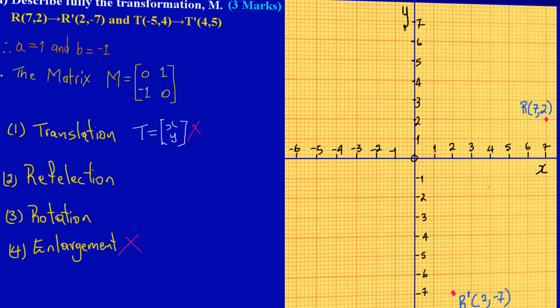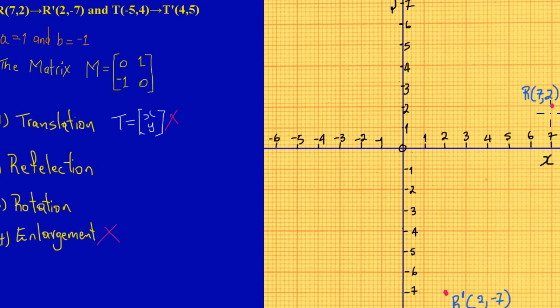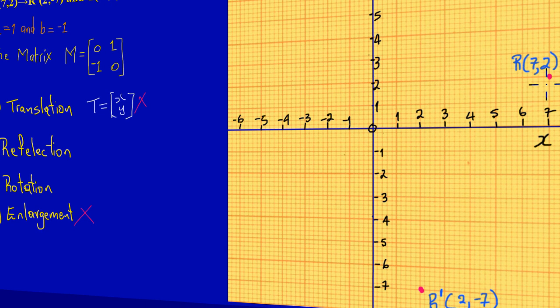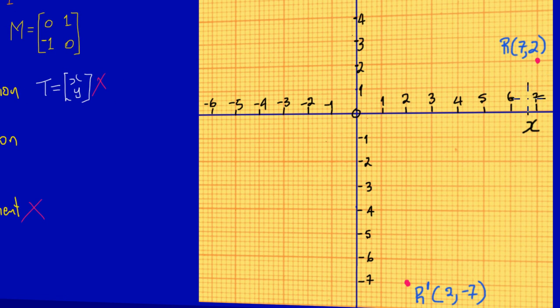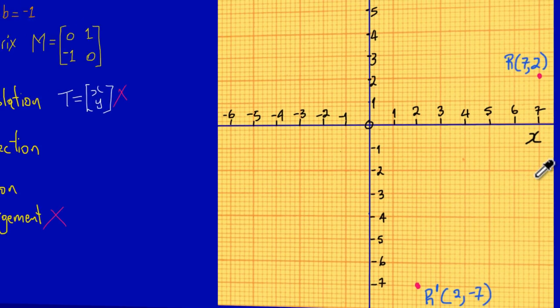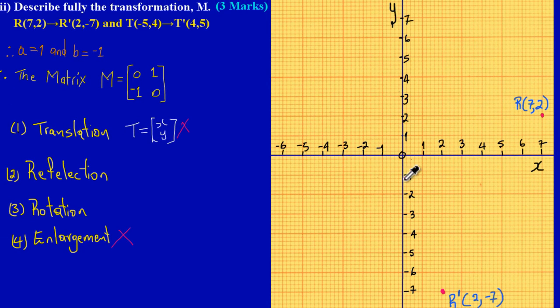So let's look at the characteristics of a reflection. When an object point is reflected in a line, the image point must be the same distance away from the line as the object point. Now if you look at this carefully, we have R here and we have R prime down here. For R, if it was a reflection in the x-axis, then I could count 1, 2. My object point is 2 away from the x-axis. Now let's count on this side, 1, 2. So if it was a reflection, then R prime would be here. Now it's not, so obviously it's not a reflection.